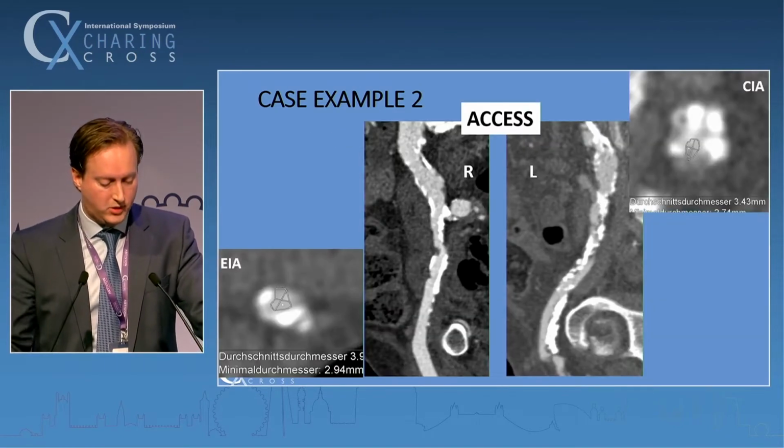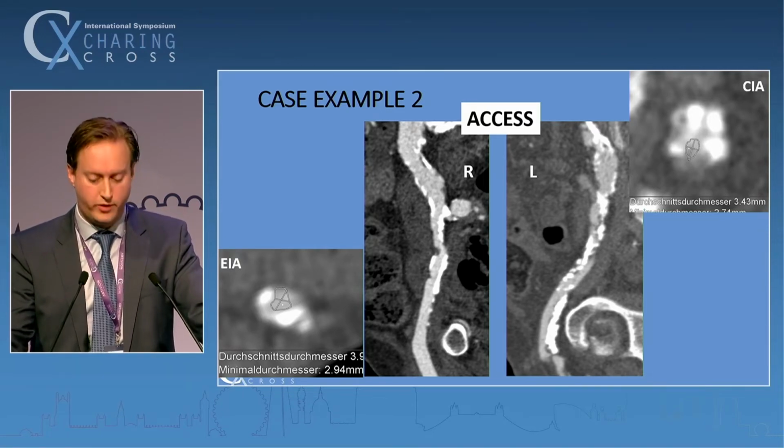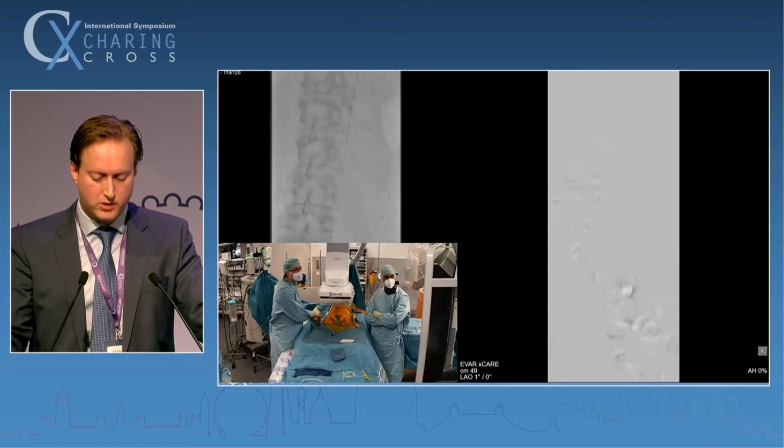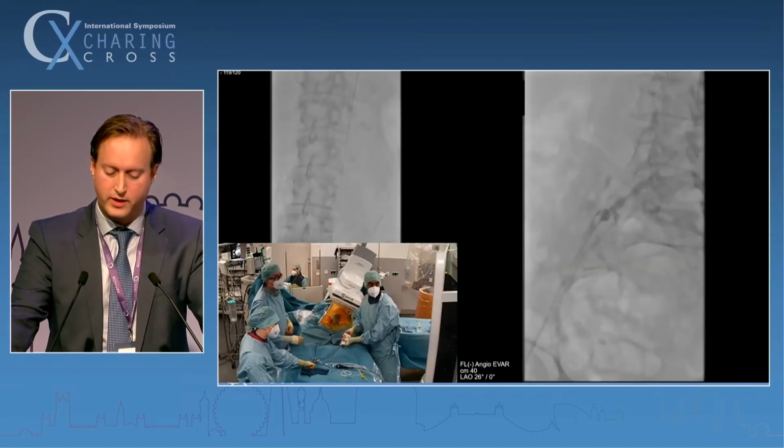As you can see again here on the CT scan, the right side was the more accessible one. The left side had a very tight, narrow, calcified common iliac artery stenosis. So I went from the right side, as you can see in these pictures in this video here, where you can appreciate the heavily calcified axis.